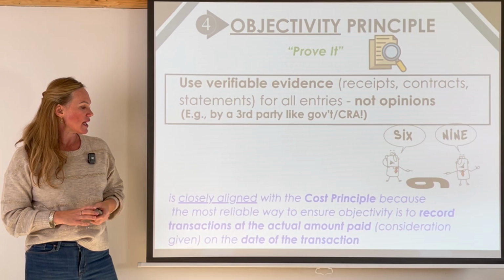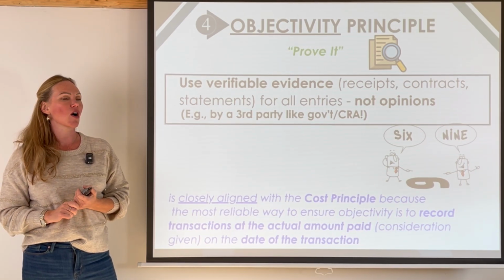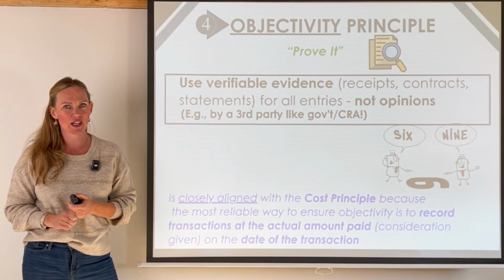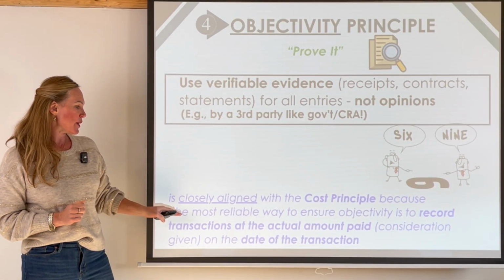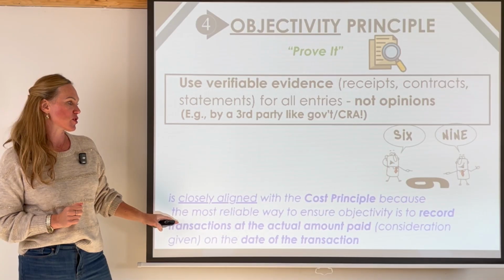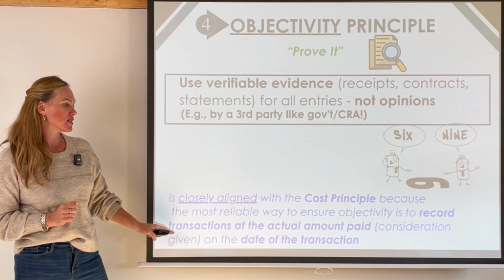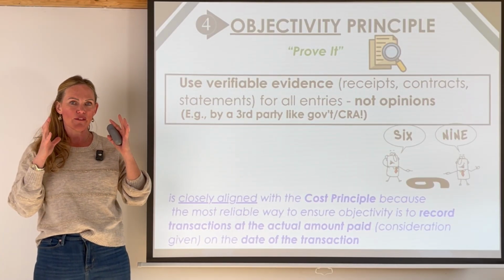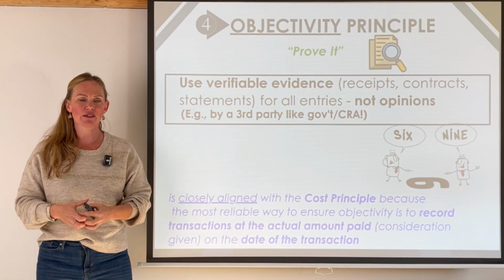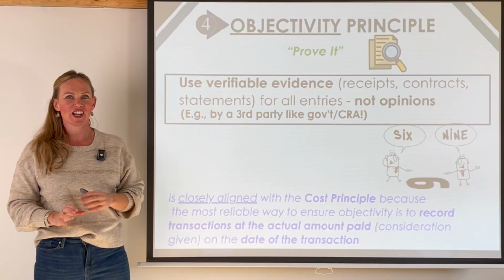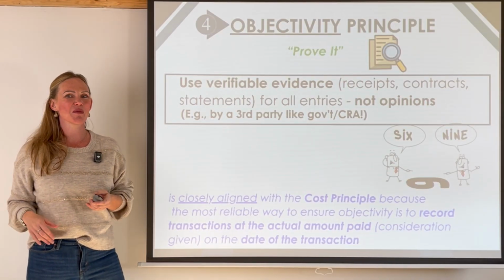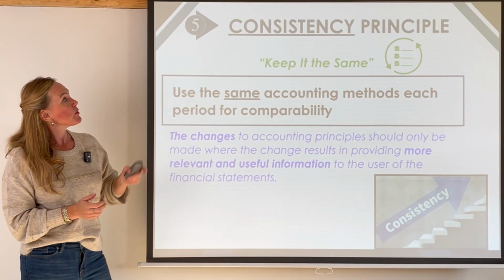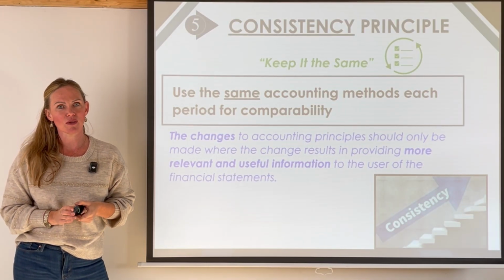So for the exam, they say it's closely aligned with the cost principle, right? So what's the cost is what you paid for. Because the most reliable way to ensure objectivity is to record in the transaction the actual amount that is paid, and the date of the transaction. So if you paid for something, you got the receipt for that, that is a proof, right? If you paid cash, that's the problem. It's hard to prove it unless they give you the receipt. Okay.